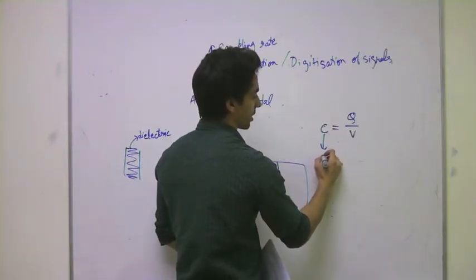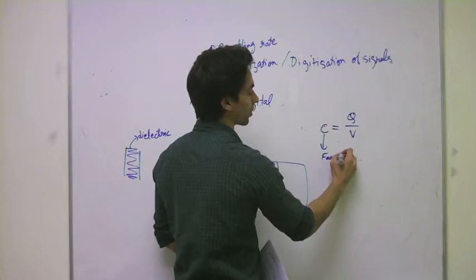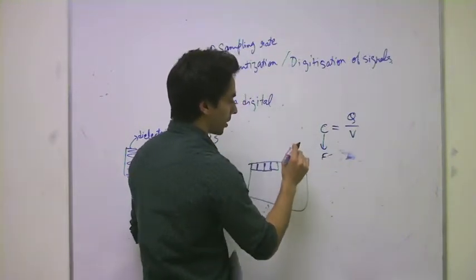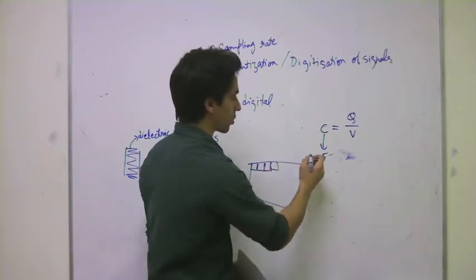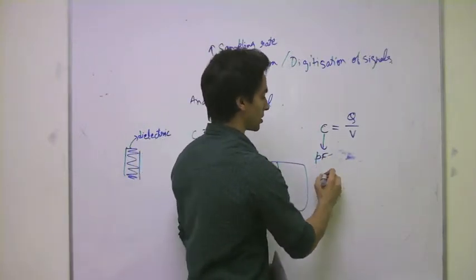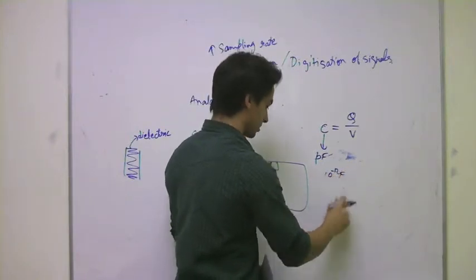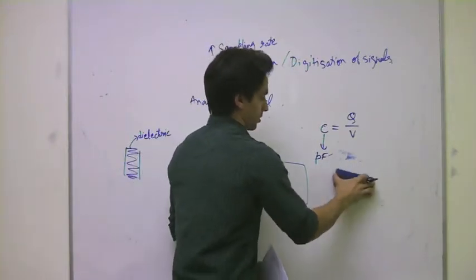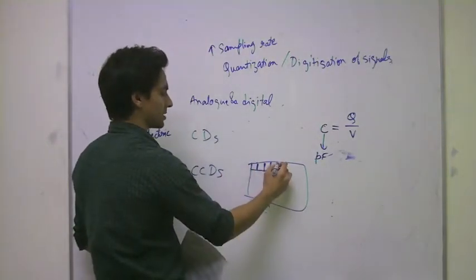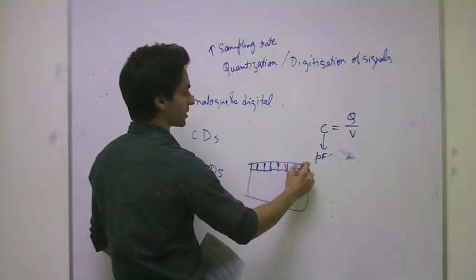This is measured in farads, also just written as F. Since 1 farad is a large quantity, we would generally be dealing with pF, which is picofarads, which is 10 to the power minus 12 farads. Now, a charge coupled device is basically a series of these capacitors.